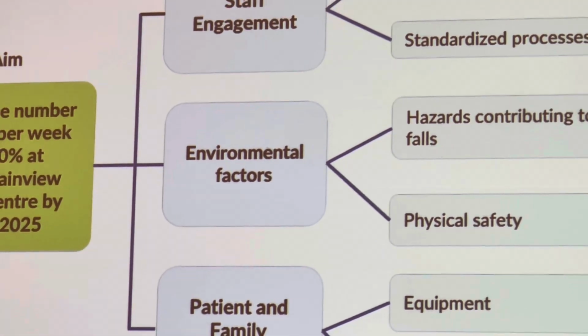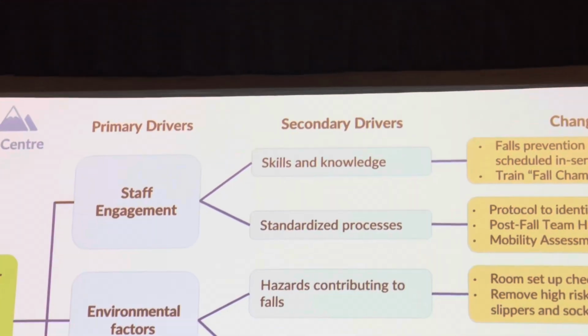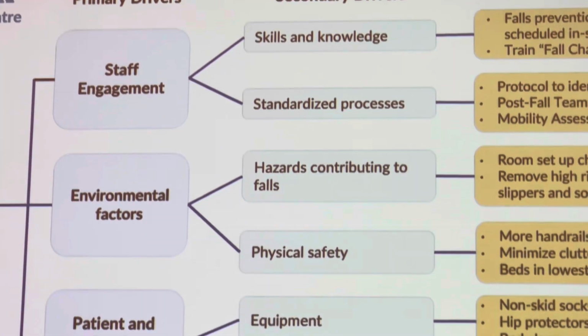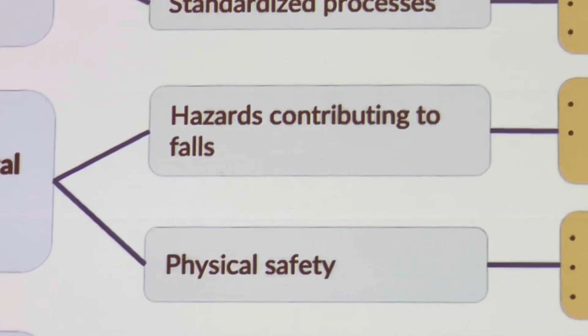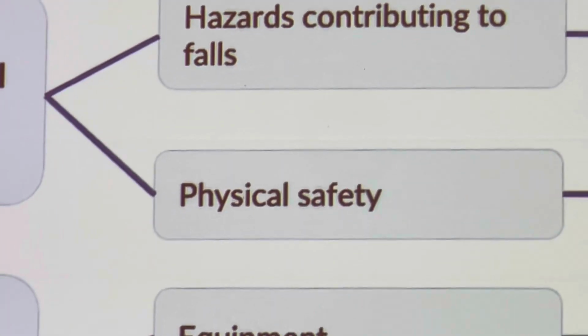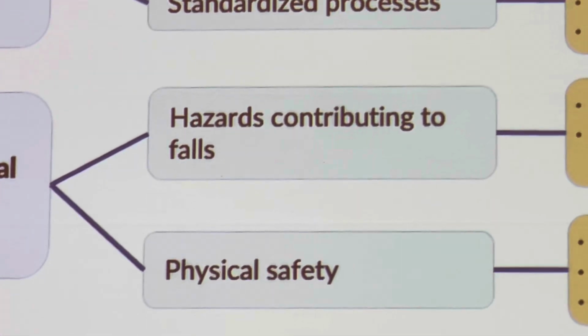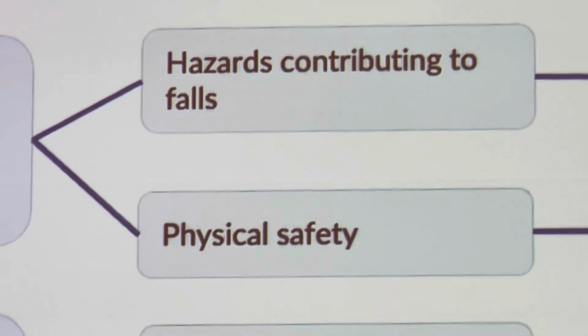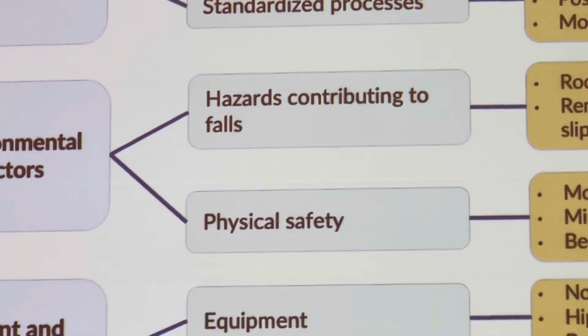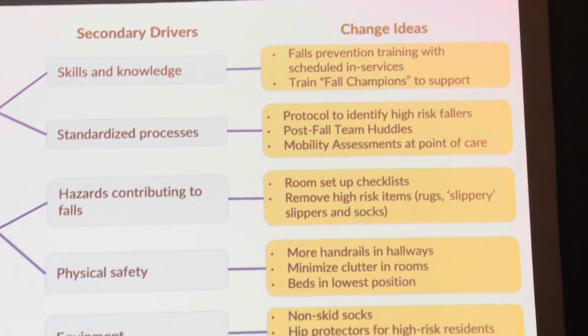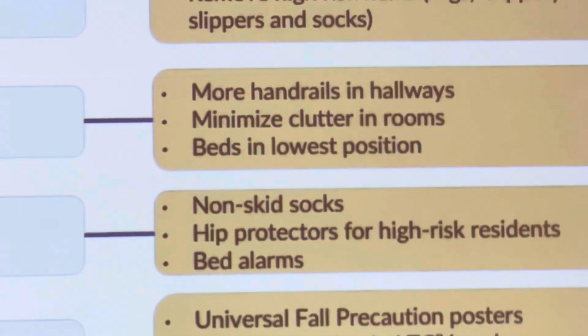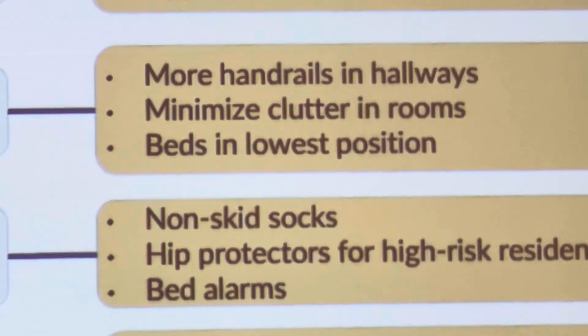So when we think about the built environment of a long-term care home, there's going to be hazards that contribute to falls, and there's also going to be elements that will contribute to physical safety. So some of these secondary drivers, so we think about what are things that could be contributing to falls that we could potentially action as a change idea to impact the environment to decrease the fall rate.